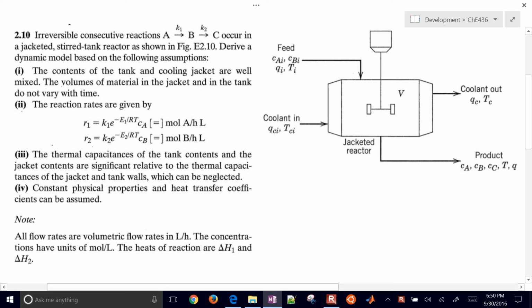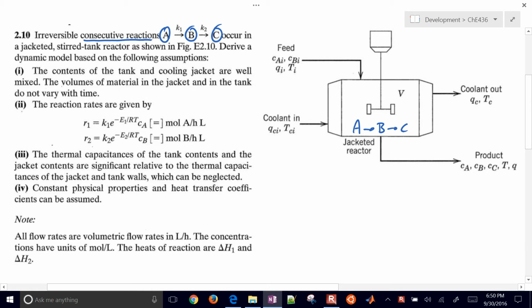We're going to use dynamic balances to be able to calculate the response of concentrations and temperatures in this reactor. So we have irreversible consecutive reactions where A goes to B goes to C inside of this. So A is reacting to B, which then reacts to C.